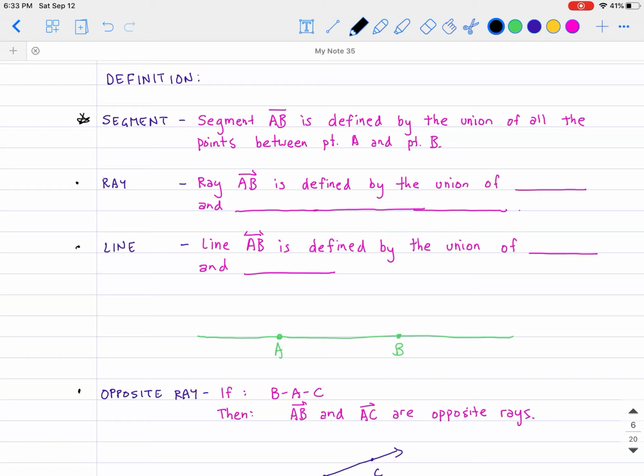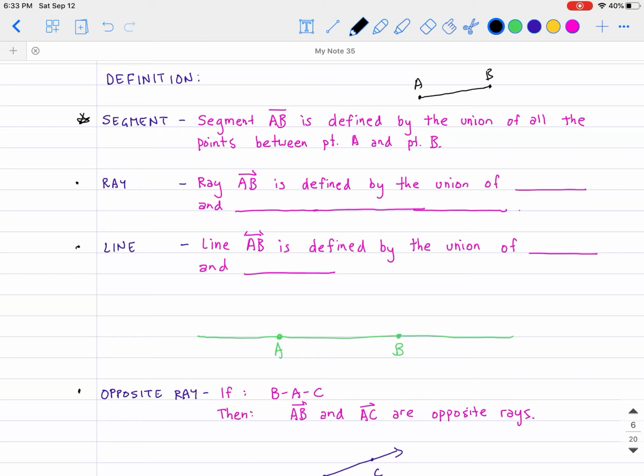So here we go. Here's the first part. To define a segment, we say segment AB is defined by the union of all the points in between A and B. So segment AB is going to be the union of all the points that are in between them. So here is what we're talking about. You have A, you have B, right? In order to draw a line, you definitely draw it so that it looks something like this.